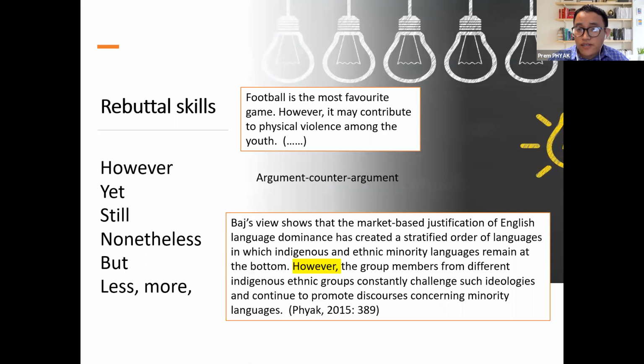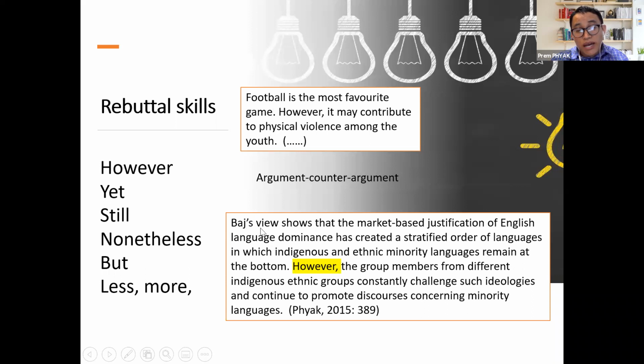And one thing that I would like to highlight before I conclude is that rebuttal skill is also an important aspect of writing an essay. Particularly if you are writing an argumentative essay, but it doesn't always have to be an argumentative essay. You can use your rebuttal skills in other types of essays as well. Basically, arguments and counter arguments, right? And again, arguments. For example, here, this is again from my article.